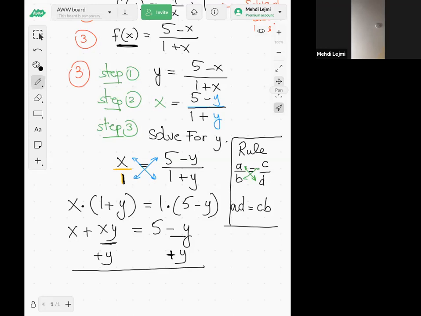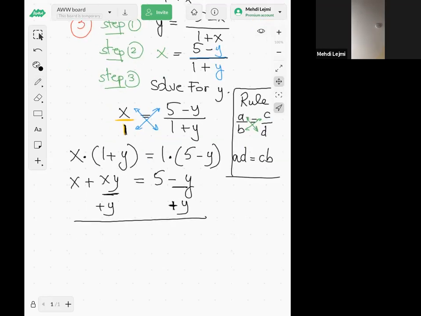Okay. So now it's going to be on the left, so it's going to be x plus xy plus y equals 5. So why do we move all the y's to the same side? Because the idea is to factor out. If you move all the y's to the same side, then y would be a common factor, and so then you can pull out or factor out your y. Okay, so then you can solve for y.